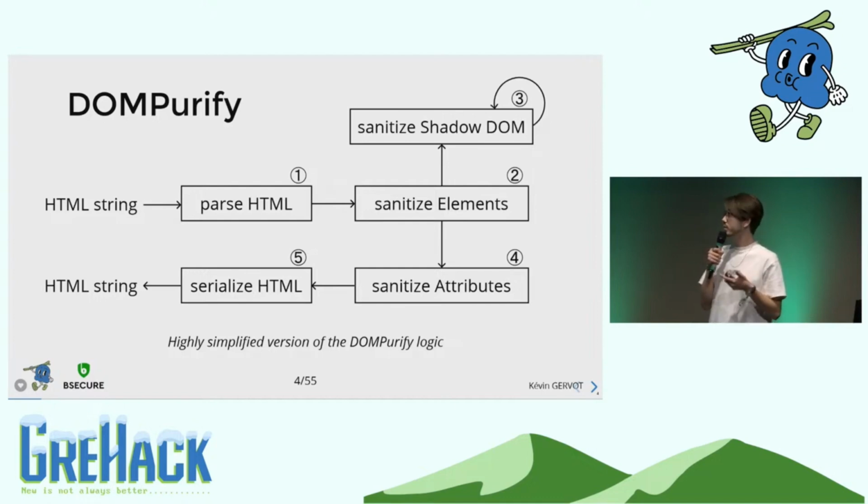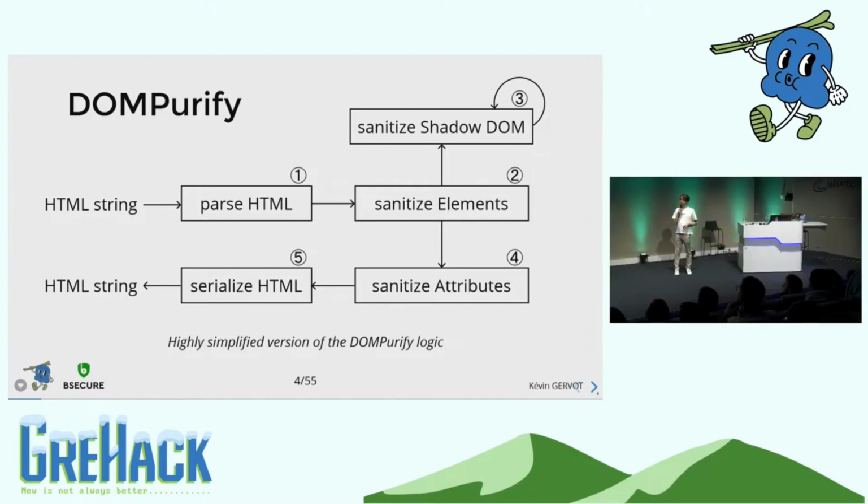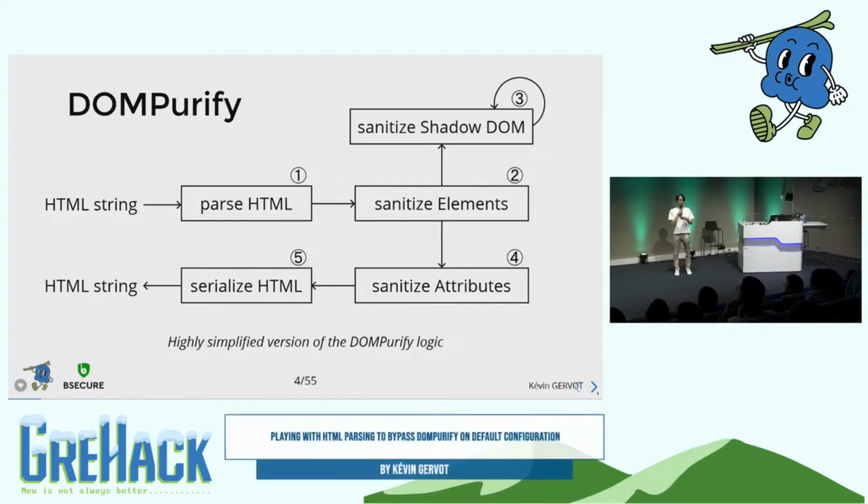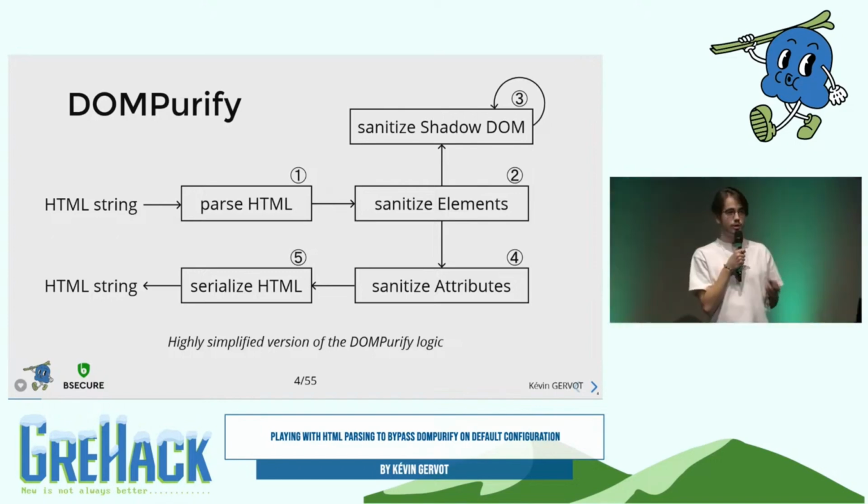When everything is good, it serializes the tree back to a string and returns it to the developer. At this time, the developer is going to use it and insert it into the DOM, which will lead to a second HTML parsing. So if there is only one thing that you need to remember here, it's that when you are using an HTML sanitizer, most of the time there are going to be two HTML parsings. And that's really important.